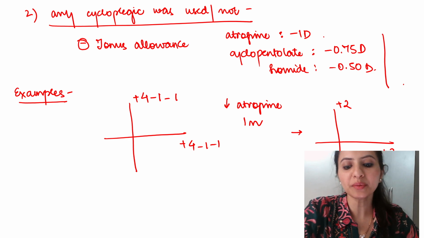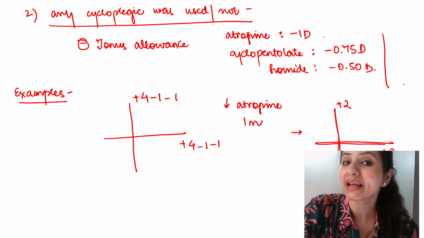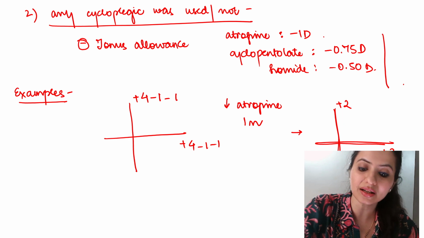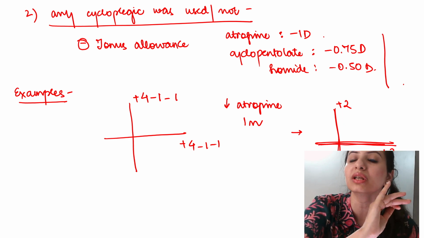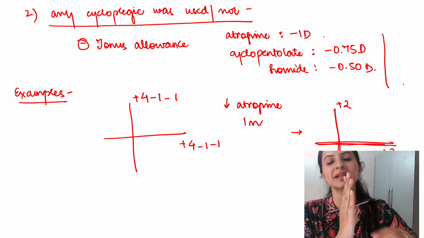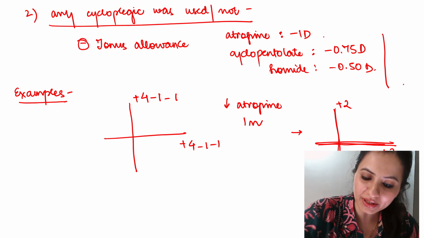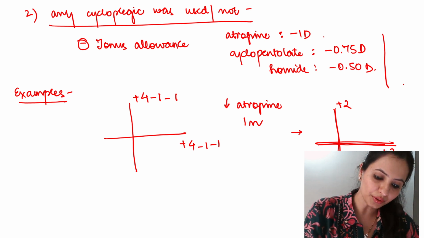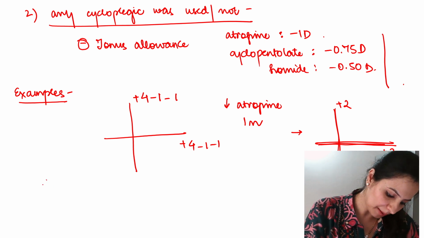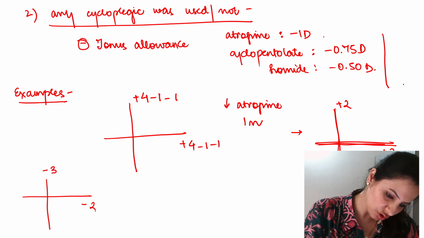Since the power in both the vertical and the horizontal media is same, that means we can prescribe a sphere that will act equally on both the horizontal and the vertical media. So what we'll prescribe is a +2 diopter sphere. Okay. Another example here is -3 and -2.